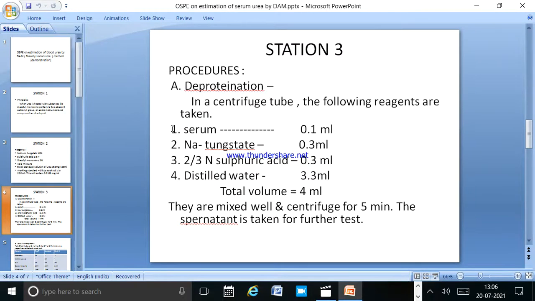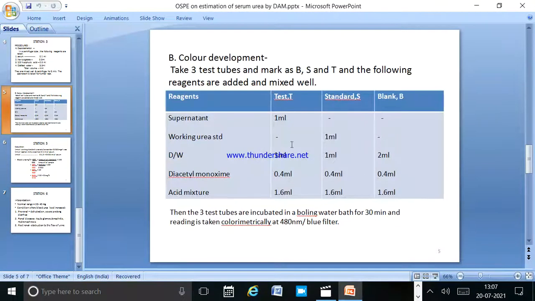For deproteinization we take 0.1 ml of serum, sodium tungstate, 2/3 normal sulfuric acid, and distilled water in the corresponding volumes given here, making a total volume of 4 ml. It is mixed well and centrifuged for 5 minutes. Then the supernatant is taken for the further test.